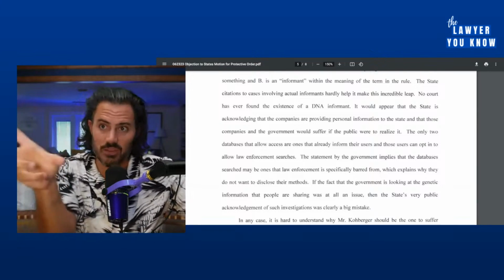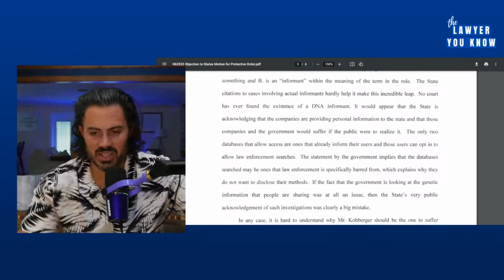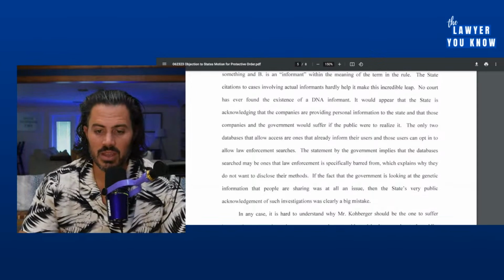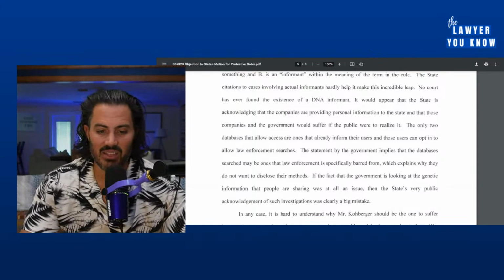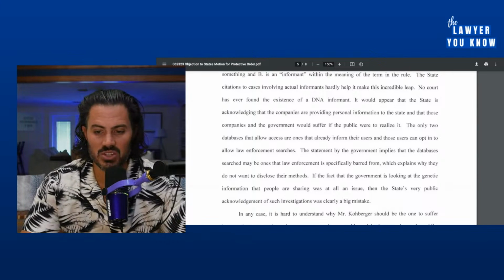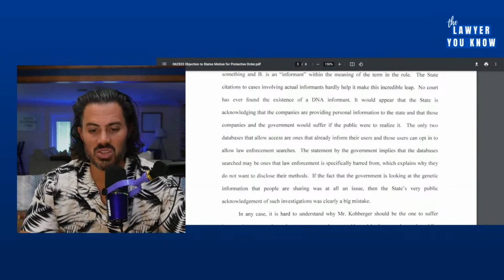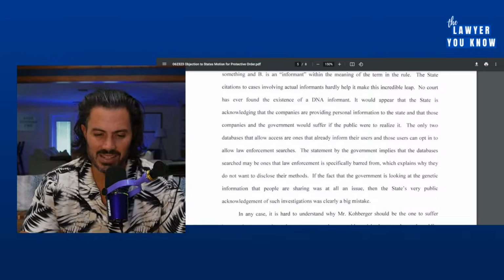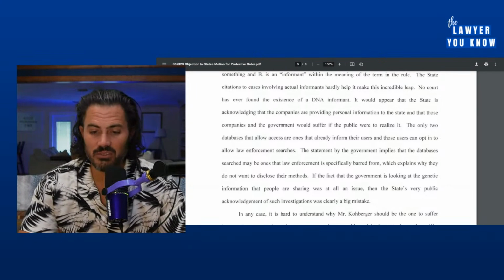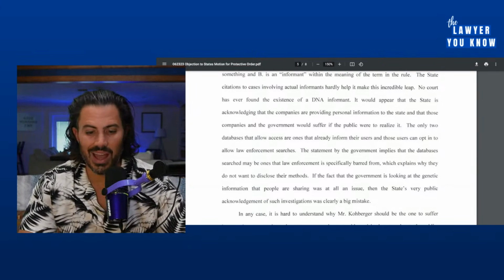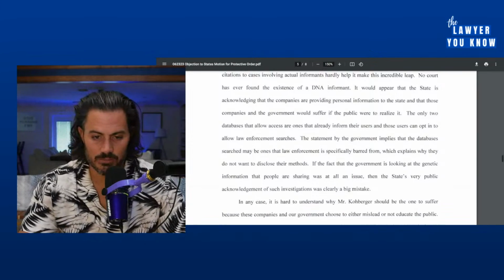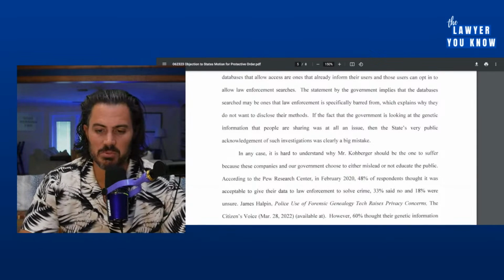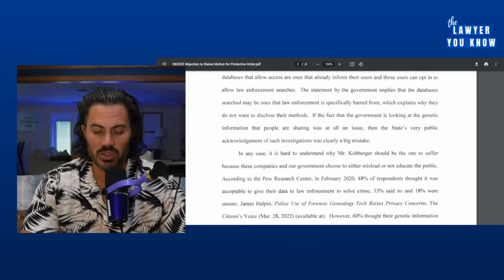Again, and we talked about this on the last video, what the difference is between an informant that does something and what we have in this case. No court has ever found the existence of a DNA informant. It would appear that the state is acknowledging that the companies are providing personal information to the state and that those companies and the government would suffer if the public were to realize it. The only two databases that allow access are ones that already inform their users, and those users can opt in to allow law enforcement searches. The statement by the government implies that the database searches may be ones that law enforcement is specifically barred from, which explains why they do not want to disclose their methods.